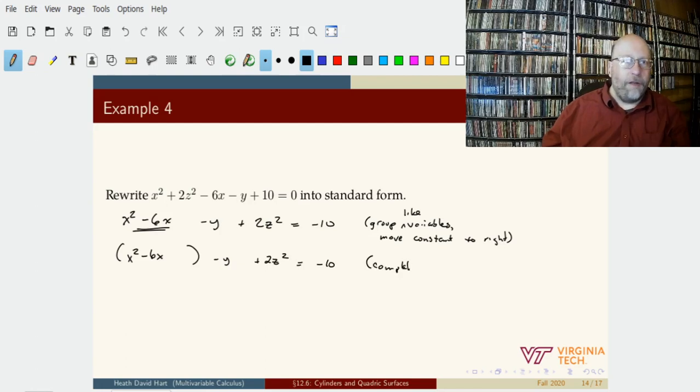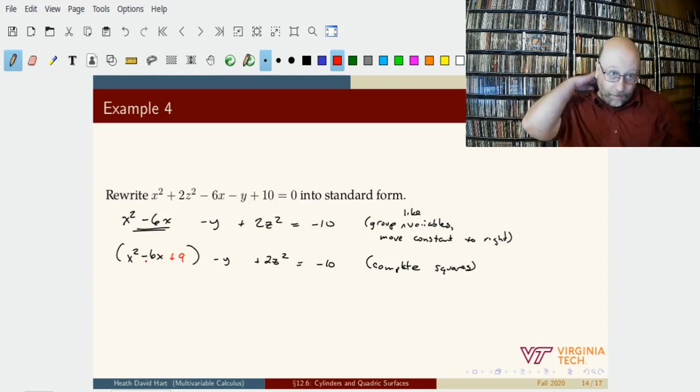Complete squares if needed. To complete this square, x squared minus 6x, I'm going to have to add a plus 9. That's take the middle term, divide it by 2 and square it. So negative 6 divided by 2 is negative 3. Negative 3 squared is plus 9. So I'm going to add a plus 9 over onto this side also.